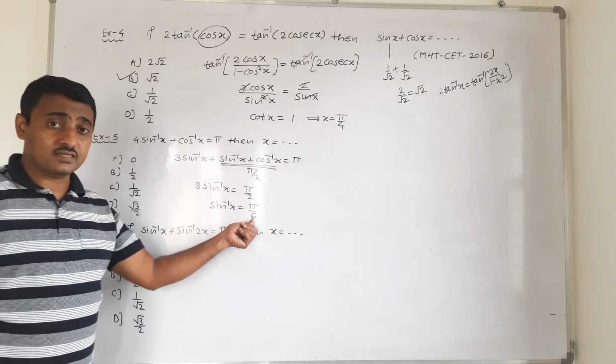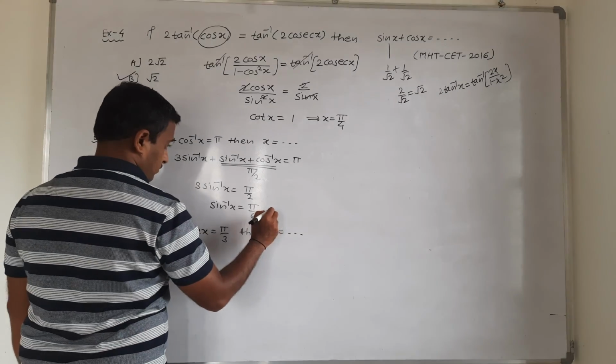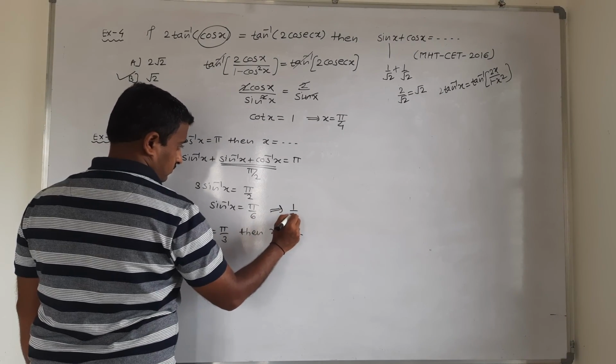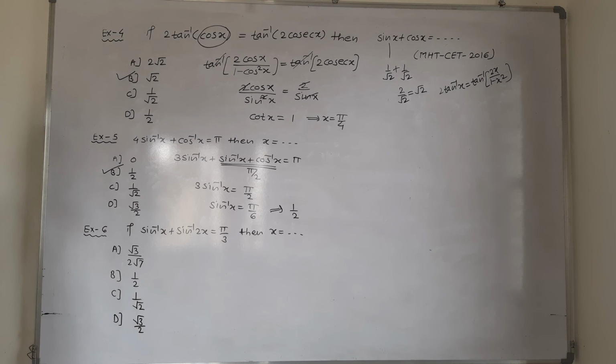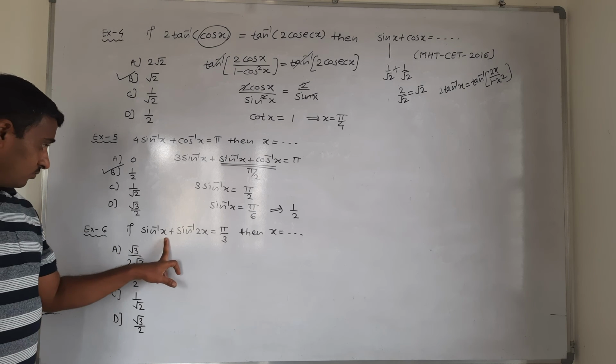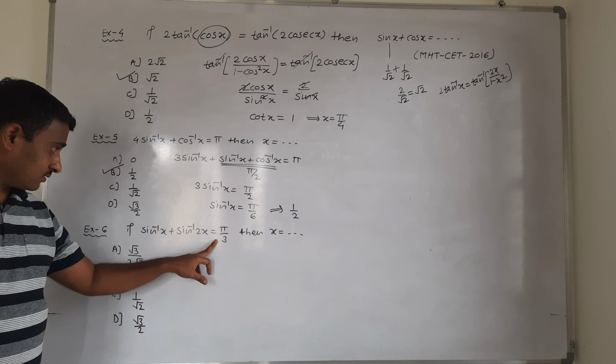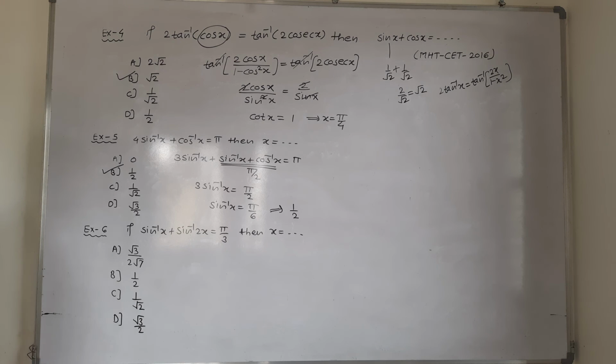Now sin pi by 6, its value is 1 by 2. So x is 1 by 2. Option B. Next, example number 6: sin inverse x plus sin inverse 2x is equal to pi by 3, then x is equal to what?